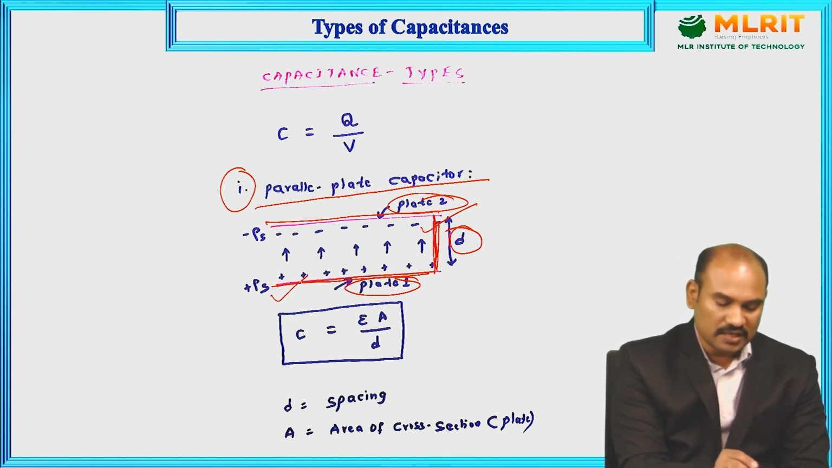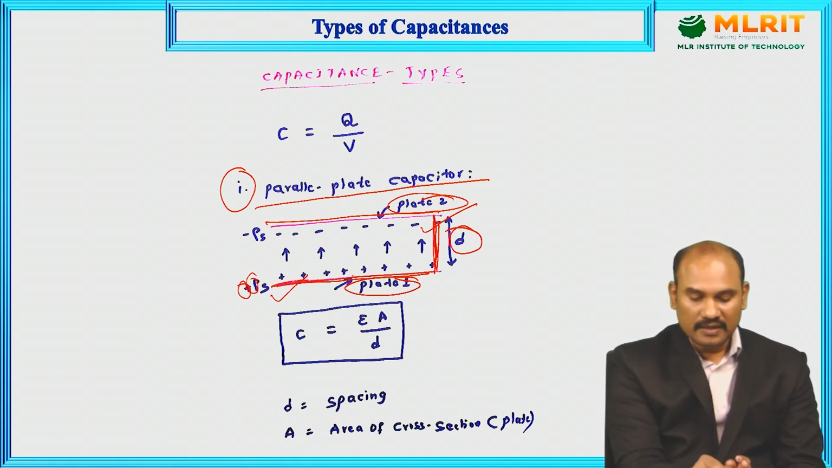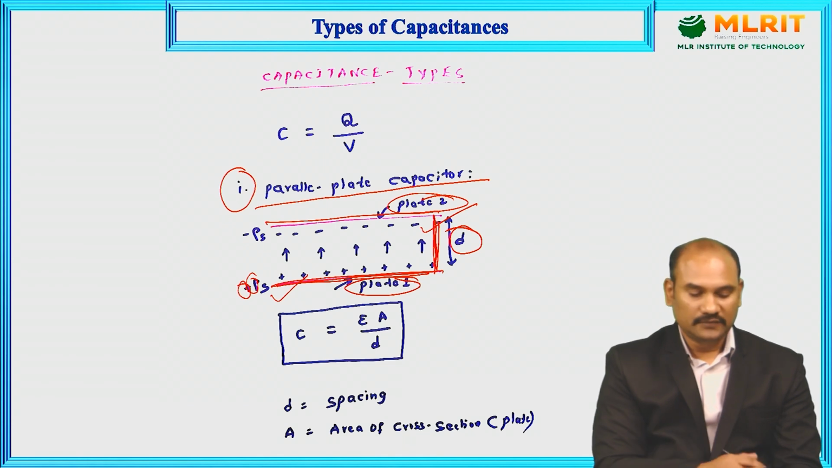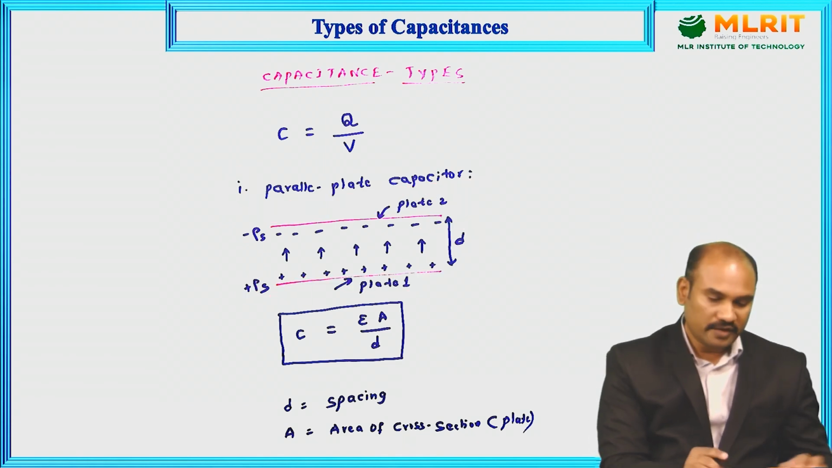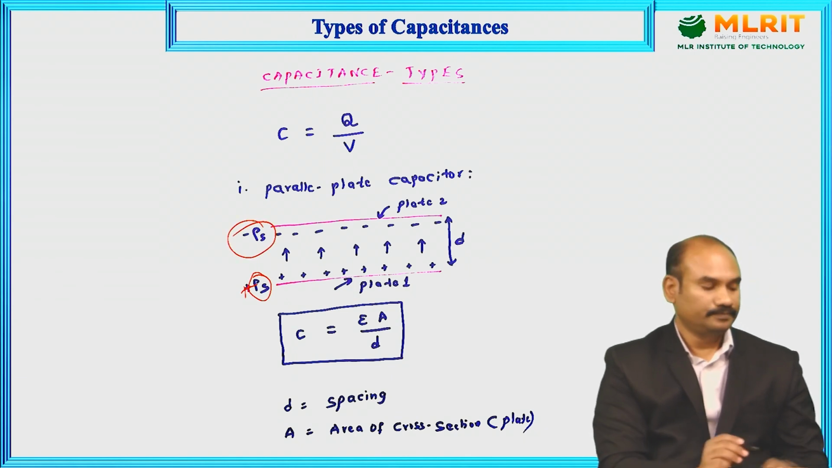This is positively charged, so I have taken here positive rho. Why have I taken rho? Because the charge is spread on the area of the plate. So it is charge density. Charge is spread on the area of the plate, so charge per unit area. That is called surface charge. That's why I have taken here rho s. Of course, here positive charge, so plus rho s. Here negative charge, minus rho s.